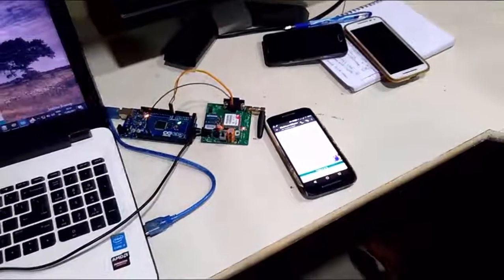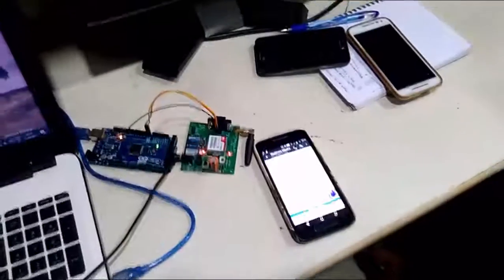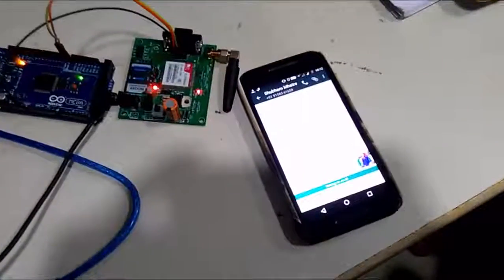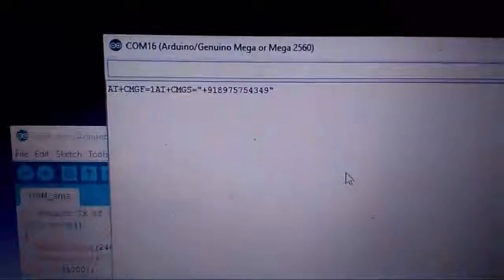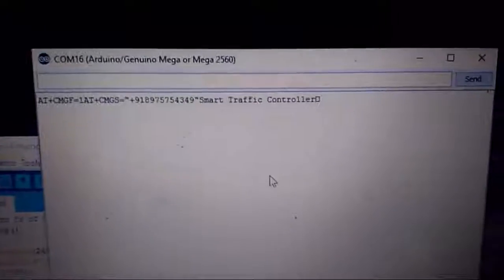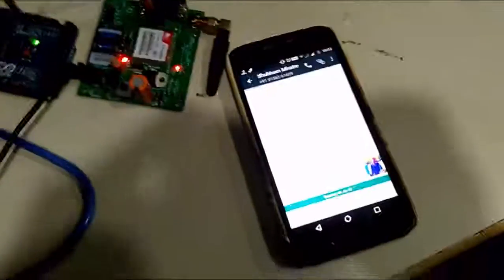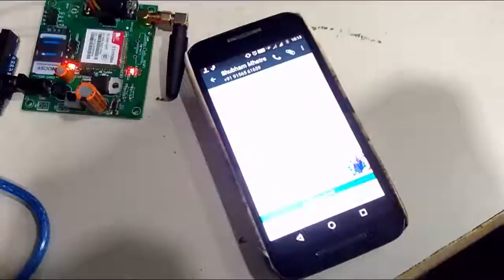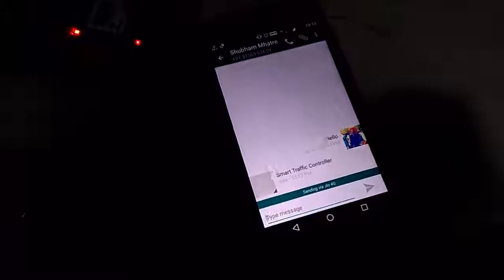Now, let us have a look at both of them. First, the GSM module. The message is sent from the GSM module and it is received here.